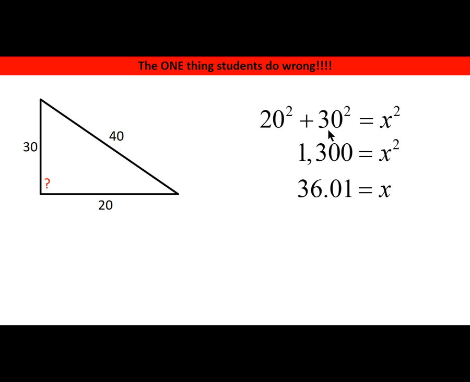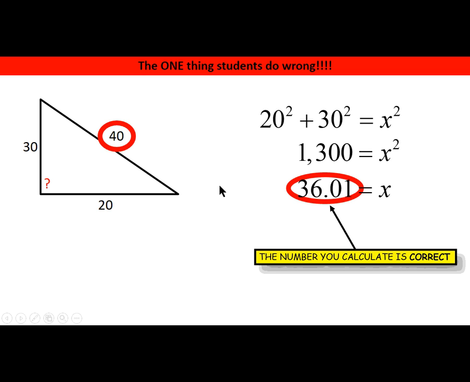So someone came over here and did all the work, 20 squared plus 30 squared, and took the square root and got 36.01. And now they look at our two numbers and say, okay, is the 40 too big or is the 36 too small? Which one is the wrong one? The thing you have to remember is the number that you calculate is the correct answer. It's supposed to be the number that you get when you do the calculations. In this case, it's supposed to be the 36.